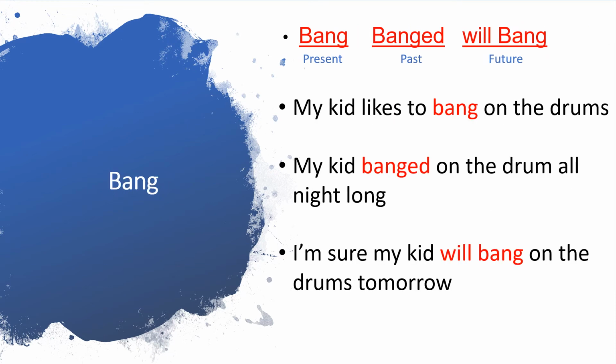And next is the word bang. The present word, bang. The past word, banged. And the future, will bang. Let's start our 3 examples. The first, my kid likes to bang on the drum.